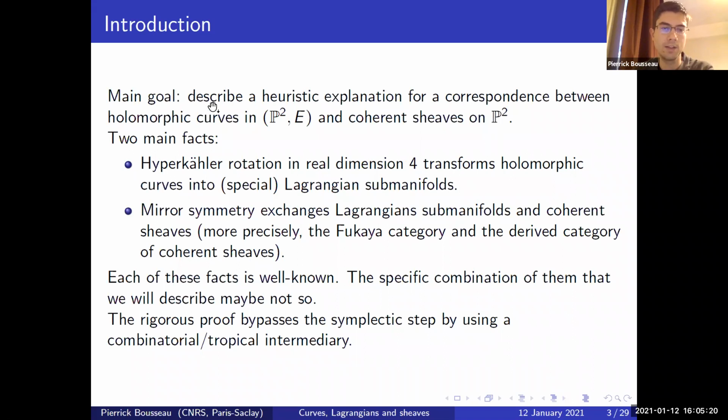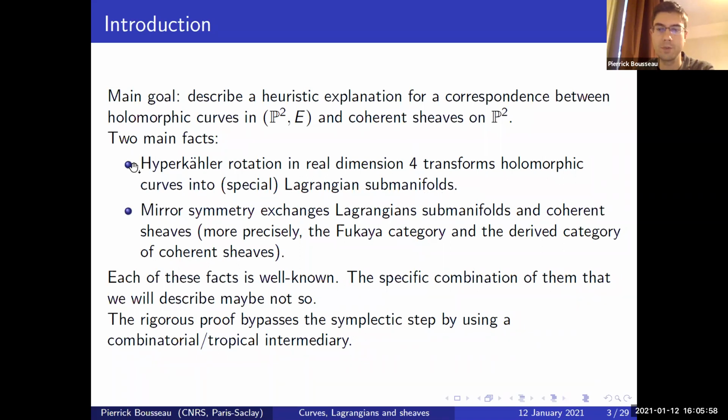My main goal in this talk is to describe a heuristic explanation for why you would expect such a correspondence between these two sides. Again, holomorphic curves in P2E, where E is a smooth elliptic curve, and coherent sheaves on P2. And this heuristic explanation will rely on two main facts. One of them is hyperkähler rotation in real dimension 4, which is a geometric operation which has the property of transforming holomorphic curves into special Lagrangian submanifolds.